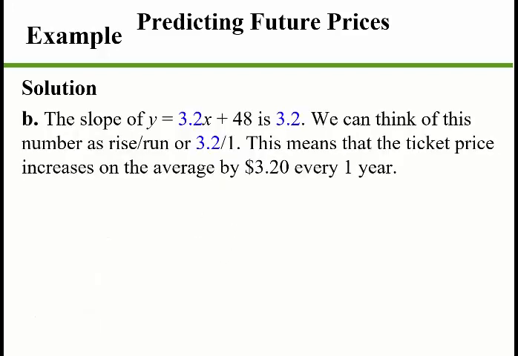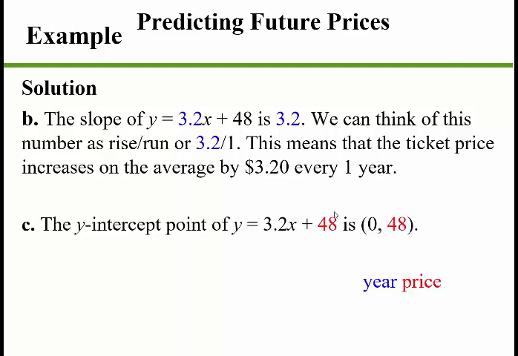All right, so the slope of the equation is 3.2. That's that first part. We can think of this number as the rise over 1, or the rate of change. So 3.2 divided by 1. That's the vertical change in y over the change in x. Well, y is dollars. So this means that the ticket price increases on average $3.2 every 1 year.